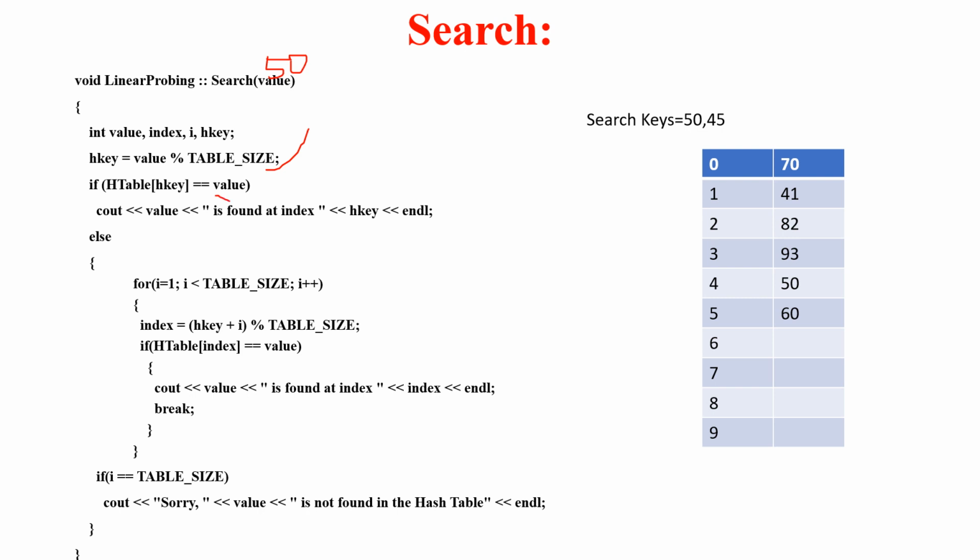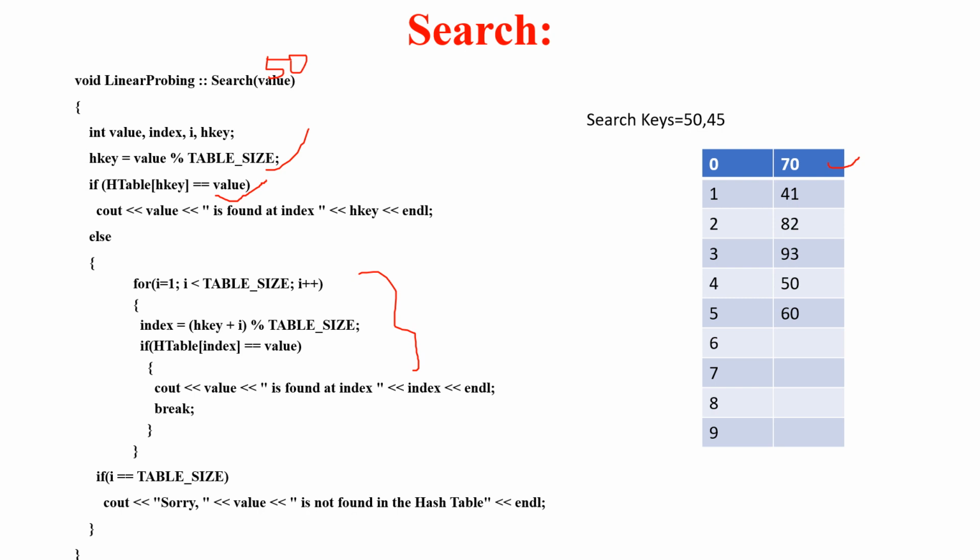Now we'll check whether the hash table at the 0th index is equal to 50. No, it's not equal. Then come to the else part. Then what will you do? I value is equal to 1. Table size is 10. Is I less than table size? Yes, the condition is true. Now h of k is 0. 0 plus 1, modulus table size, gives 1.